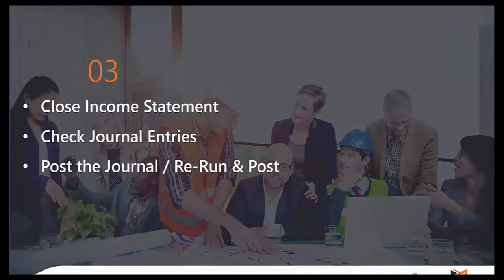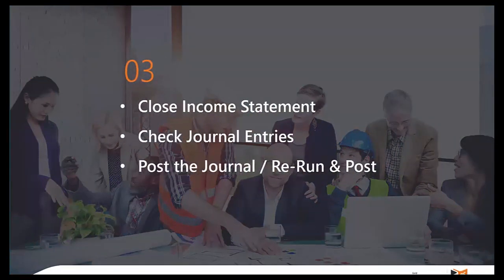The next stage will be to actually run that closing income statement. And from there, as usual, NAV never just posts anything directly, so it will create a journal which you can check and make sure that you're happy with before you then post that journal. However, if you're not happy with the results and you need to do a few adjustment postings, then you can simply delete those journal entries and then rerun the process. So we'll have a look at all those actions.